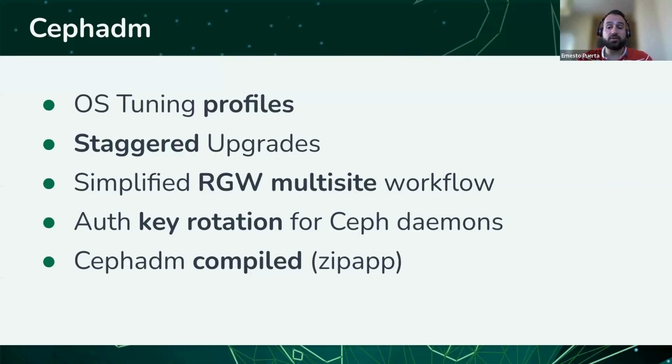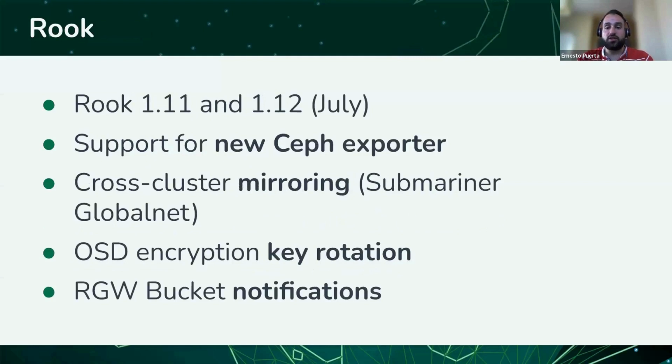And it now provides the RGW multi-site workflow, which was quite tough to configure. And things like key rotation, and it will be compiled in a single file, which will be easier to handle. And the Rook project is the other orchestrator, the one that deals with Kubernetes. So basically, it now brings support for the new Ceph exporter. It also deals with mirroring via Submariner. And the OSD encryption rotation is also supported. And they are also bringing the SNS backend notifications in RGW.